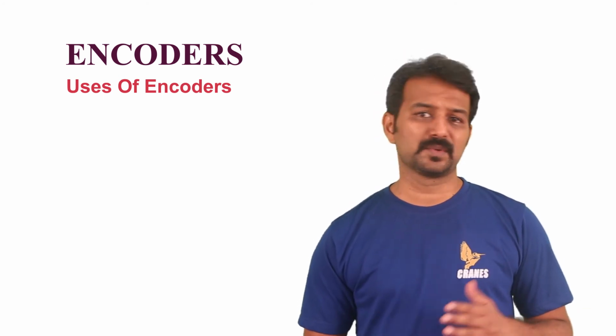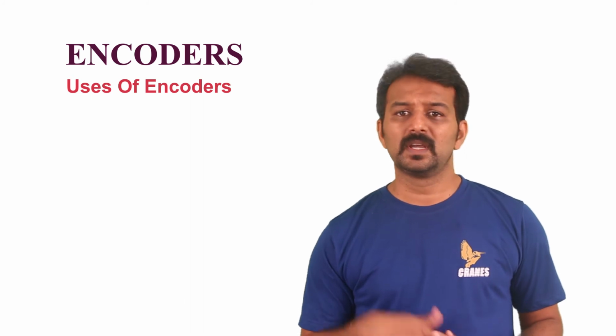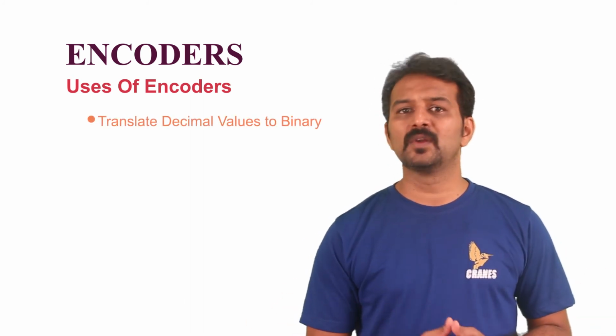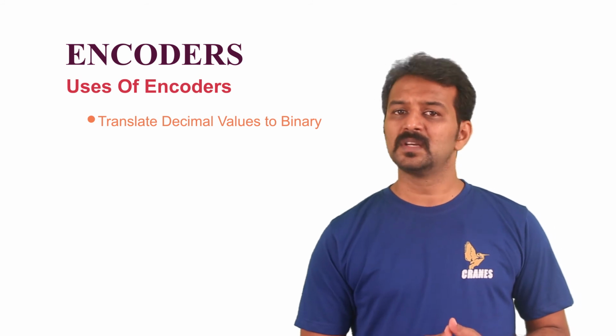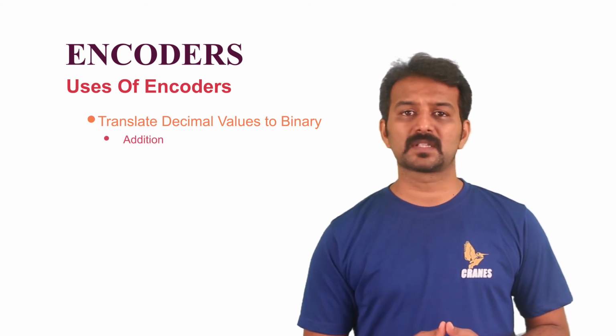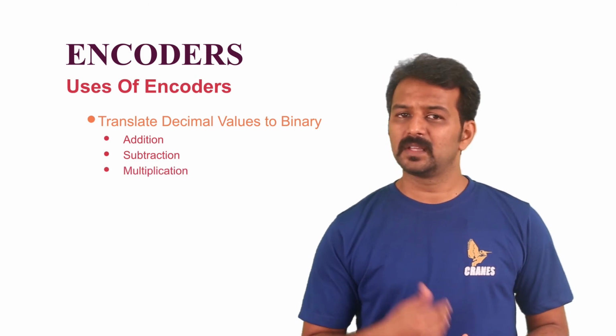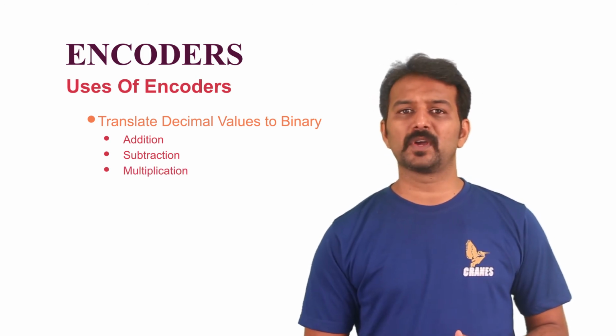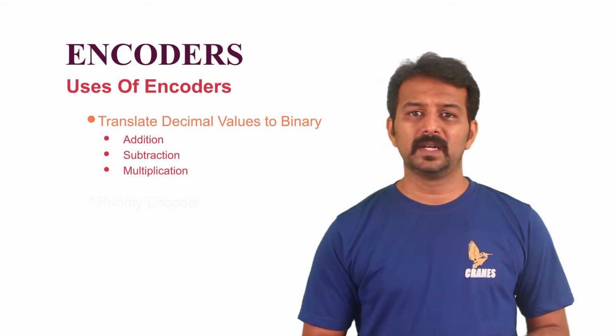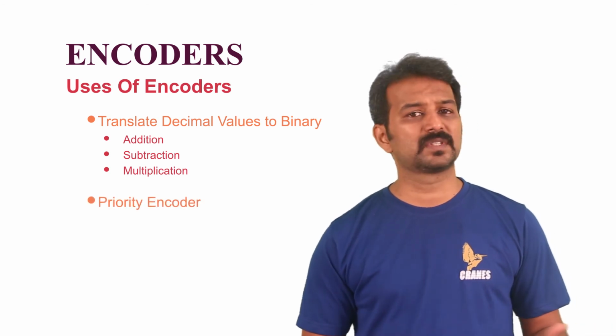Let's see what are the uses of encoders. Encoders are very common electronic circuits used in all digital systems. Encoders are used to translate the decimal values to the binary in order to perform the binary functions such as the addition, subtraction, multiplication, etc. The other applications, especially for priority encoders, may include detecting the interrupts in microprocessor applications.